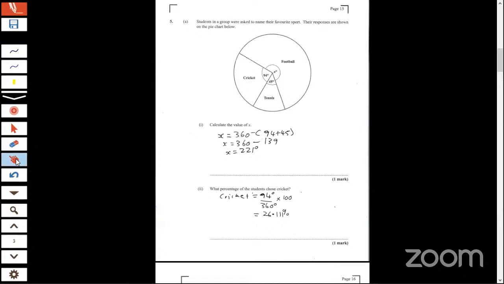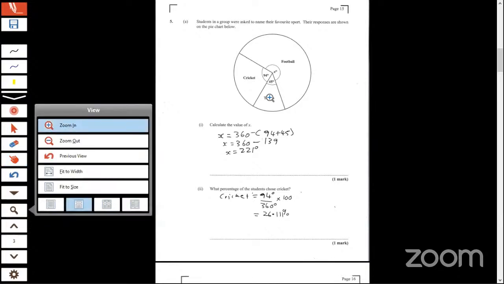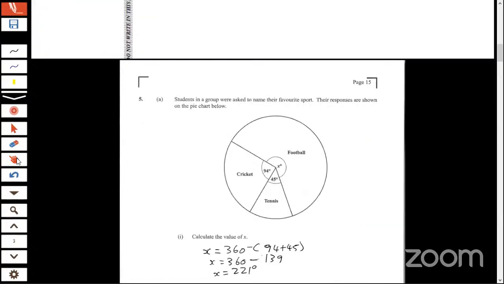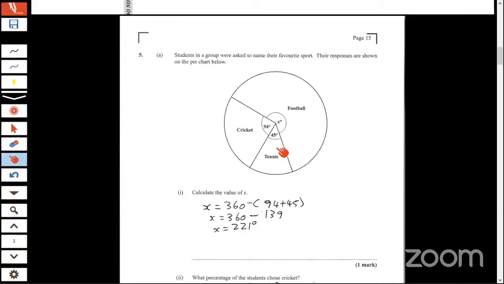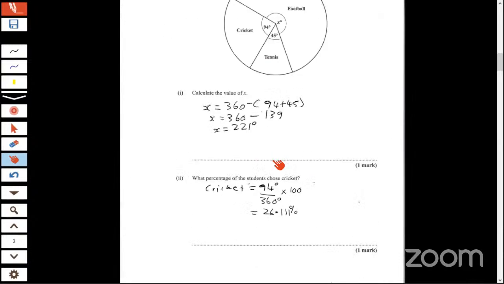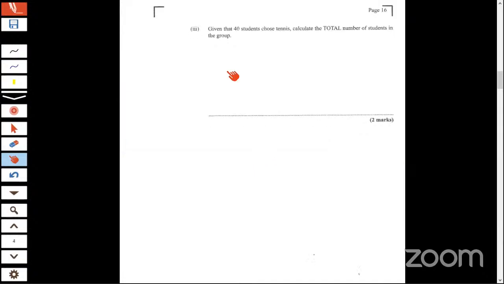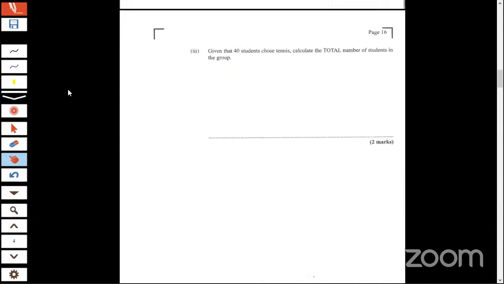So given that 40 students chose tennis, calculate the total number of students in the group. We have to go to the information that we're given. When we look at tennis, they gave us 45 degrees. So using that information, I know that tennis is 45 out of the total, which is 360 degrees. We're going to use that information to help us.